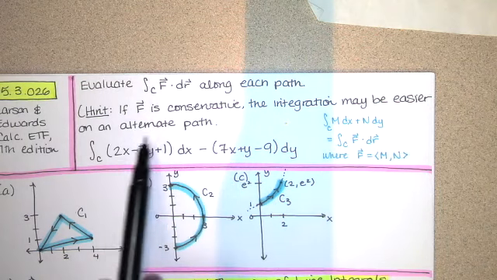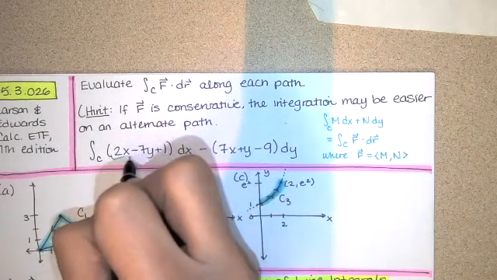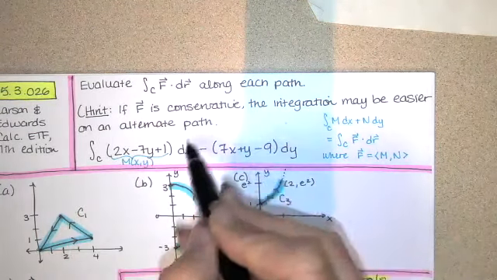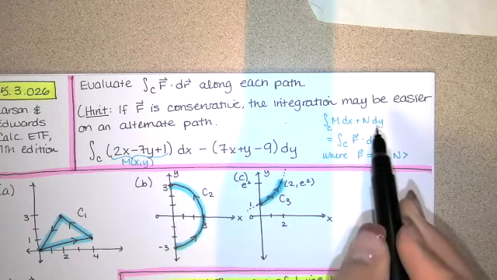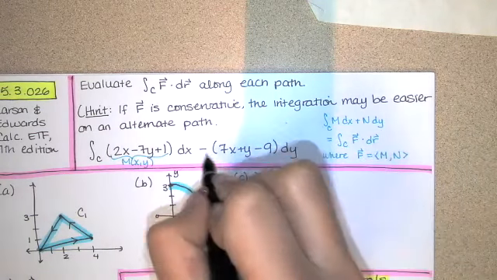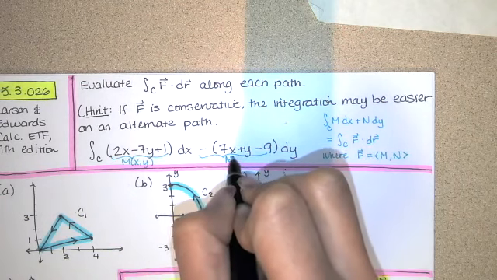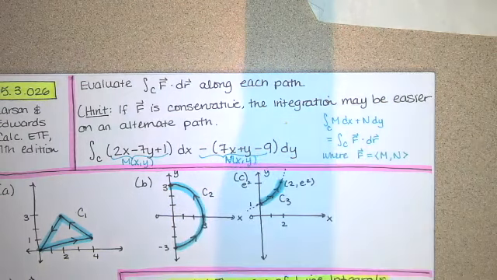So when I see this differential form, what I'm thinking of is my field. I'm thinking this function in front of the dx is the x component of my field. We call that m of x and y. And the function in front of the dy is the y component of my field. That negative would be included. We're calling that n of x and y.